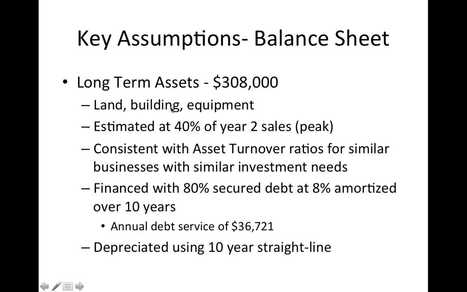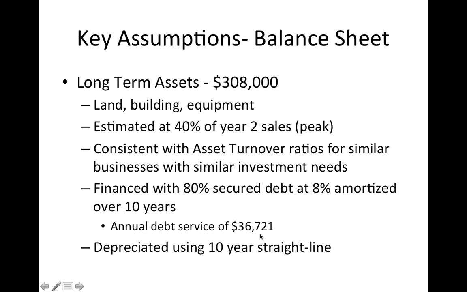Most of this is land and building. We assume some for equipment. We assume we're going to finance that with 80% secured debt at 8% interest and amortized over 10 years. So not like a bond that a corporation would issue, but more like commercial debt, where we're going to make one payment per year, every year, and that's going to be a combined interest and principal payment.